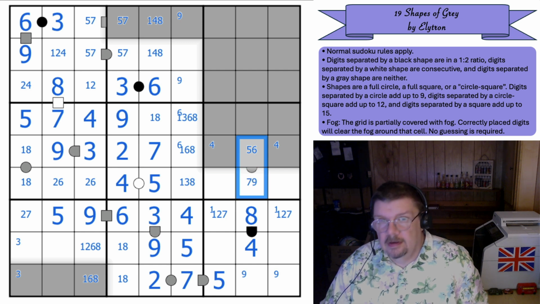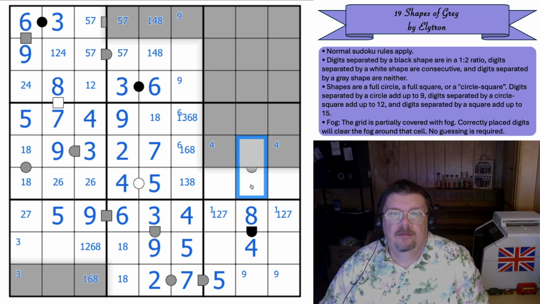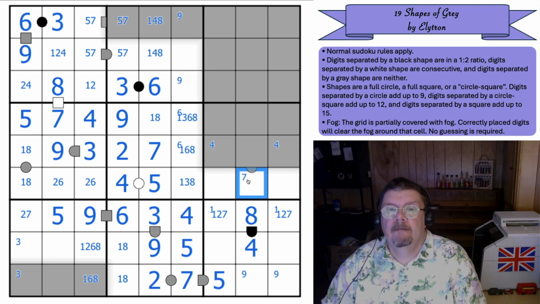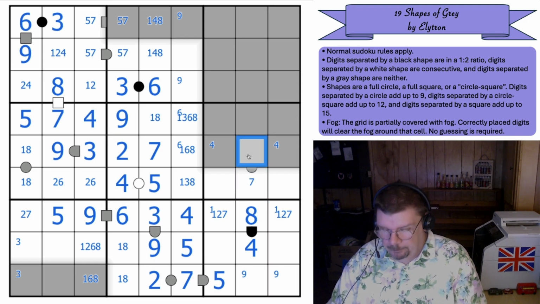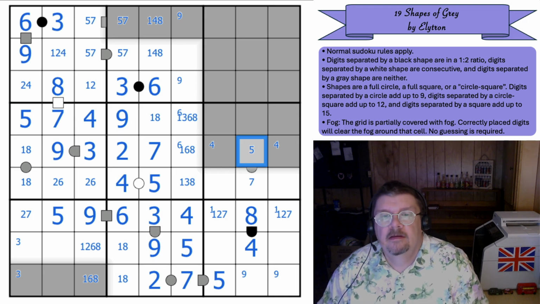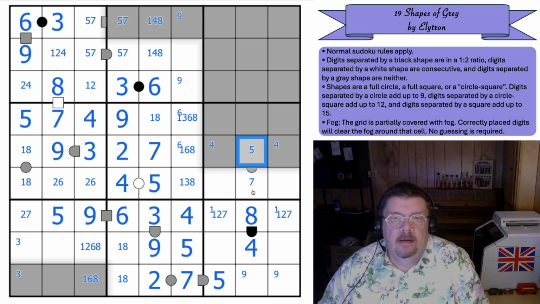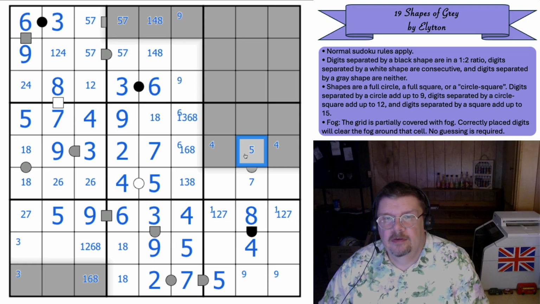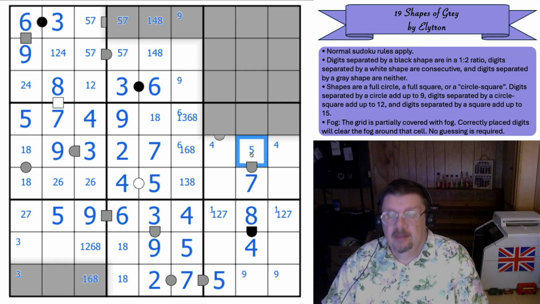Right, let's calculate this again. So this adds up to 9 or 12. If it adds up to 12, it's not 8, 4, it's not 9, 3, it must be 7, 5. If it adds up to 9, then it can't be 1, 8. It can't be 2, 7, because that can't be either. It can't be 3, 6, because that's in a 1 to 2 ratio, so it must be 4, 5, which it can't be. That's 7, that's 5.